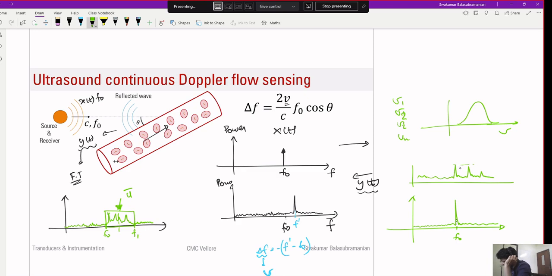These two are more or less of amplitude A, and this is A by 2. This is f naught. This is f1, f2, f3. And see, this is the noise floor. This is noise, so anything above that is what you will consider as meaningful. What might that tell me about the distribution of velocities in my blood flow?